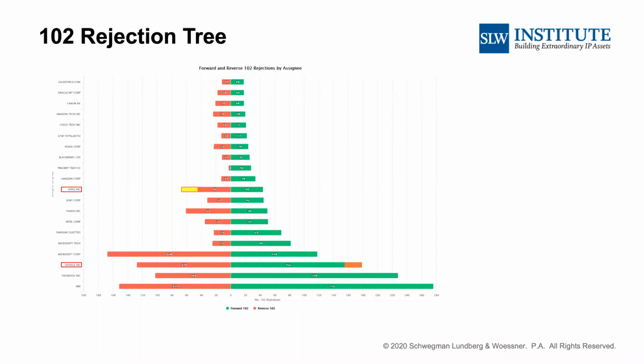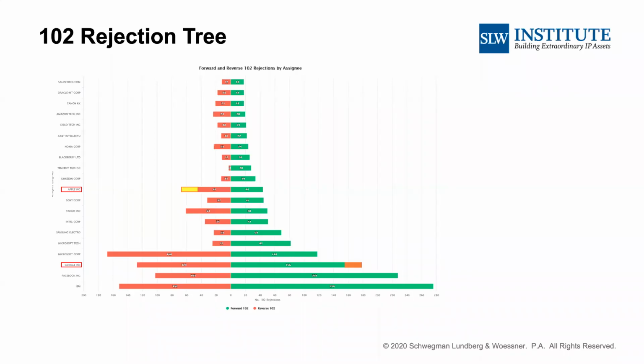This again is Facebook. Some of these anomalies are easily explained in a static display, but if you start seeing 102 rejections against Google happening in your portfolio, as we've highlighted here, then you certainly want to identify what's happening, why it's happening, and then take action.